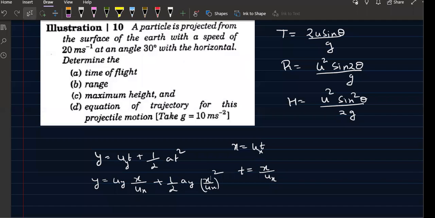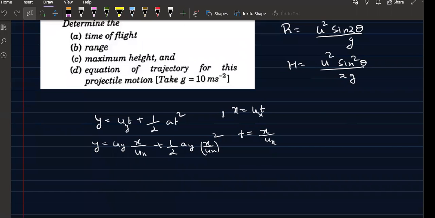Okay, very good. Now, can you solve this? Tell me, can you solve this? Let's solve this. That is the equation of trajectory. You just have to put the value and solve now. So y is equal to, what is uy? It is u sine theta divided by ux, which is u cos theta, into x minus, because the ay is minus g.